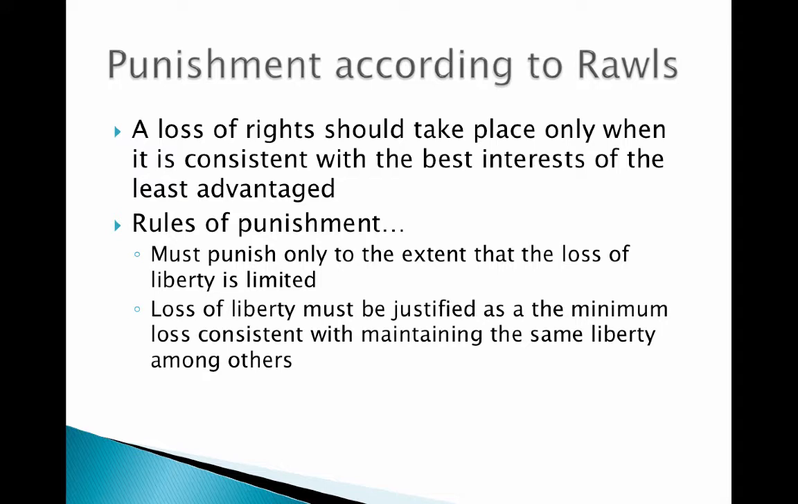Punishment, according to Rawls, is a loss of rights, and it should take place only when it's consistent with the best interest of the least advantaged. So there should be rules of punishment, according to Rawls. He believed that people must be punished only to the extent that the loss of liberty is limited, and that the loss of liberty must be justified as a minimum loss consistent with maintaining the same liberty among others.